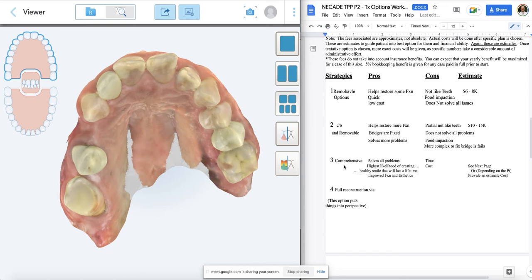So we had put the comprehensive option third. I always like putting solves all problems, or solves all problems to the best of the ability given the situation. You know, you're trying to circle this without circling it by using the right words. So Luke had typed this in last week: highest likelihood of creating a healthy smile that will last a lifetime.